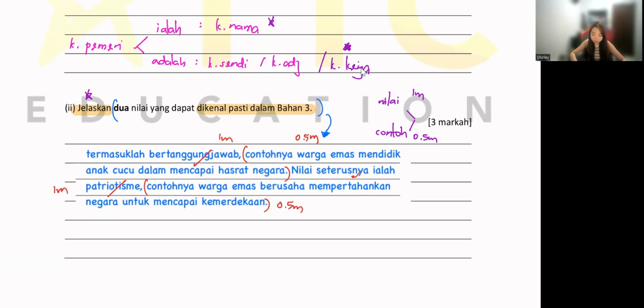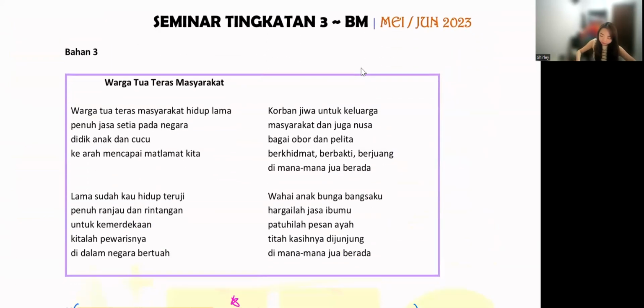Okay, bahan tiga, right? This is the bahan tiga. "Warga turut teras," teras means the core. Core values, okay, or the core person. "Masyarakat hidup lama penuh jasa setia pada negara. Didik anak dan cucu." Didik is like mendidik, to provide them with education. So this is bertanggungjawab.